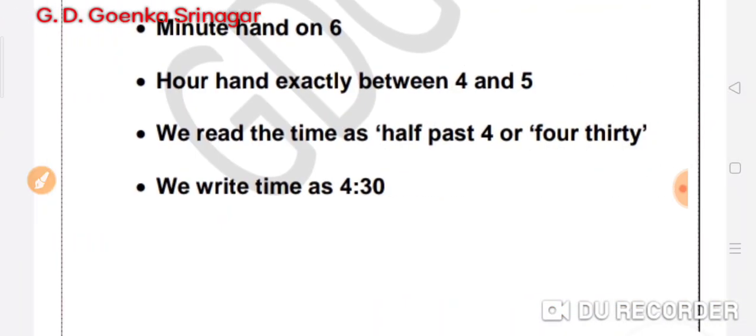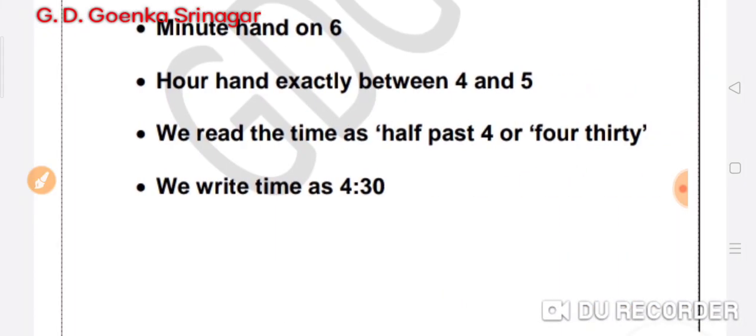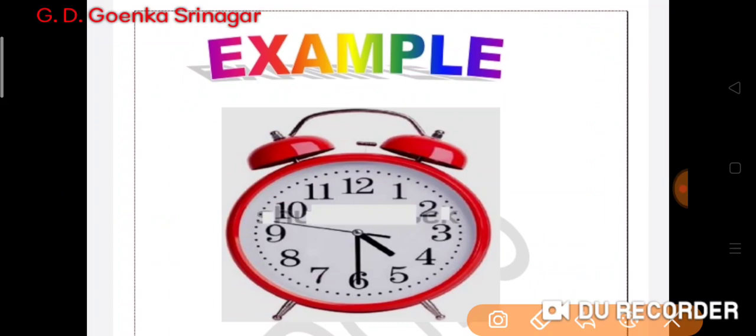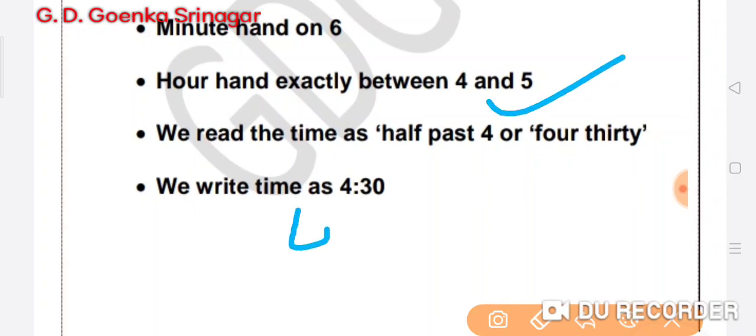All right, my dear little Goenkans. So the minute hand is on 6. Look here. The minute hand, that is the long hand, is on 6. Then the hour hand is exactly between 4 and 5. Look here. The hour hand is exactly between 4 and 5. So we read the time as half past 4 or 4:30. We write the time as 4:30.